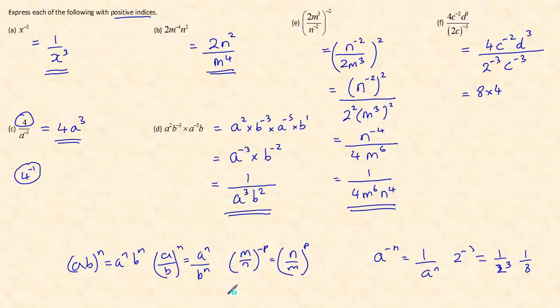Now c to the negative 2 divided by c to the negative 3, subtract the indices, would be c to the 1. So between these two c's, we're going to end up with just a c to the 1 on the top. Then we've got the d cubed up here. And actually nothing at all is left on the bottom now. We've dealt with the 2 to the negative 3, we've dealt with the c to the negative 3. So we get 32 c d cubed.